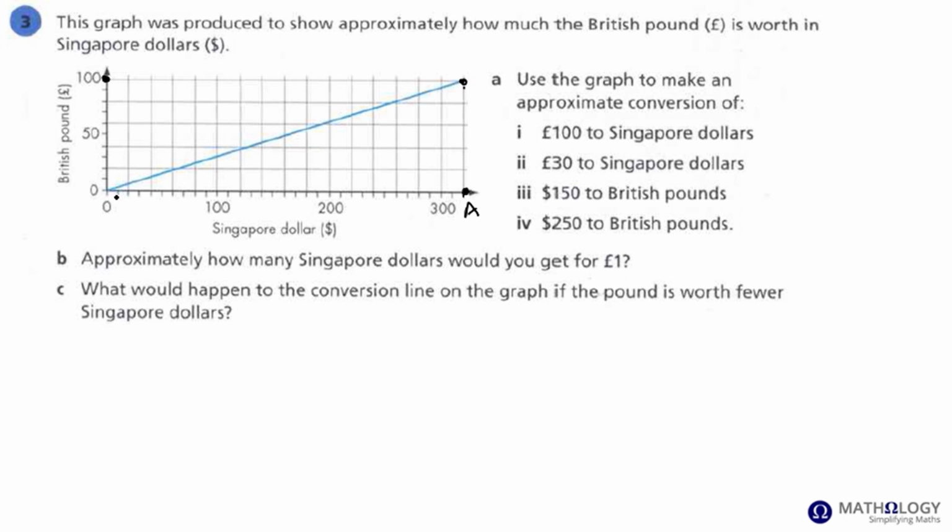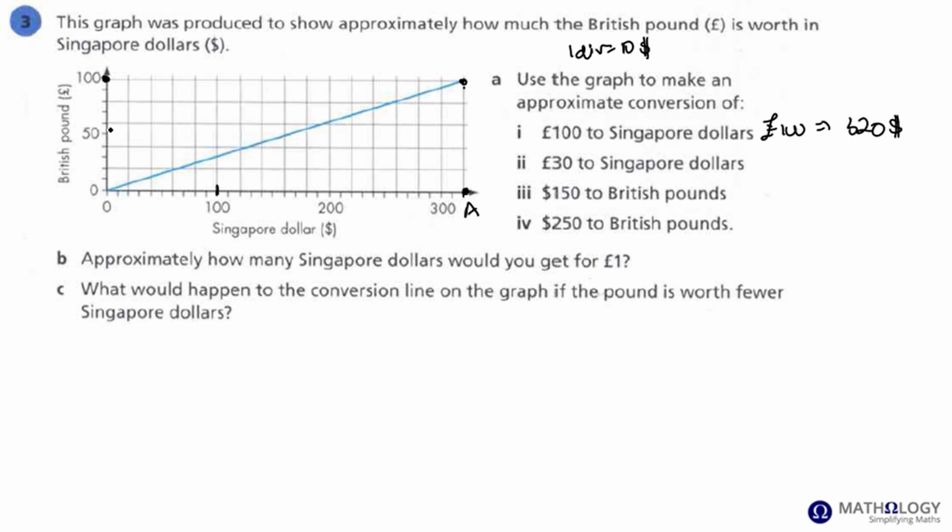If you look at these divisions here, we have 1, 2, 3, 4, 5, 6, 7, 8, 9, 10 divisions between 0 and 100. So each division is $10. Each of these units we have 300, 310, 320. So 100 pounds is 320 Singapore dollars.